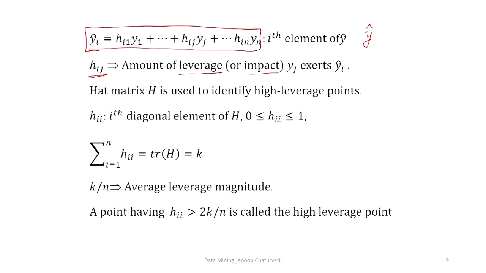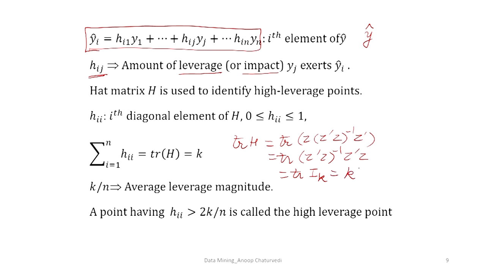If you take the summation of h_ii, where h_ii is the ith diagonal element of H, then summation i equal to 1 to n of h_ii is the same as trace of H, and trace of H is equal to trace of Z (Z transpose Z) inverse Z transpose, which is equal to trace of (Z transpose Z) inverse Z transpose Z, which is trace of I_k, which is k. So, summation i equal to 1 to n of h_ii is equal to k.